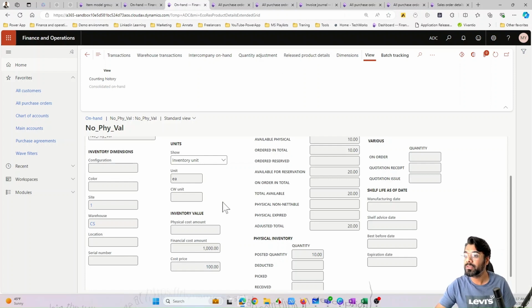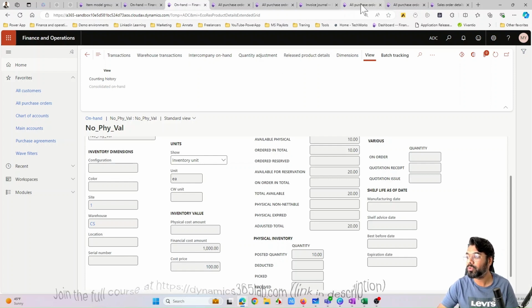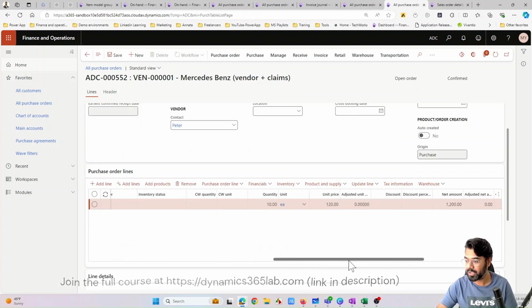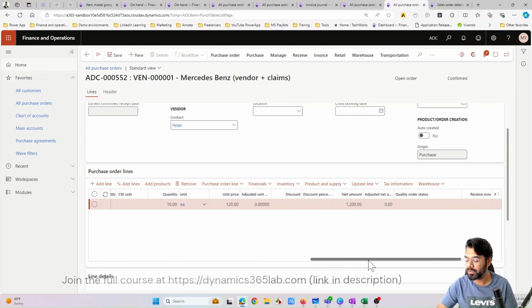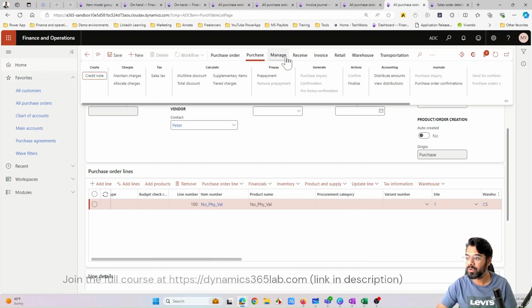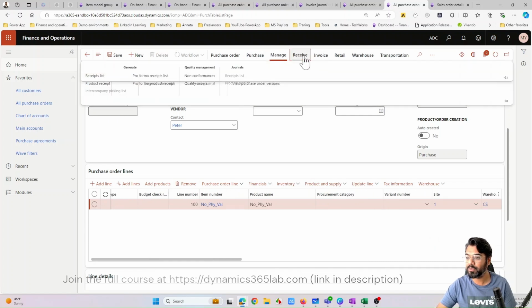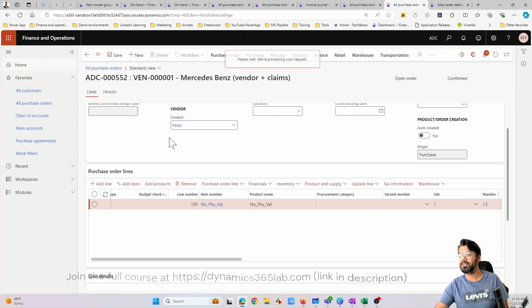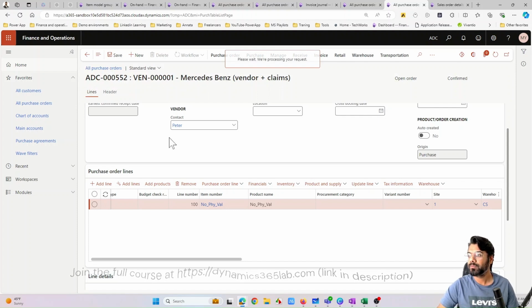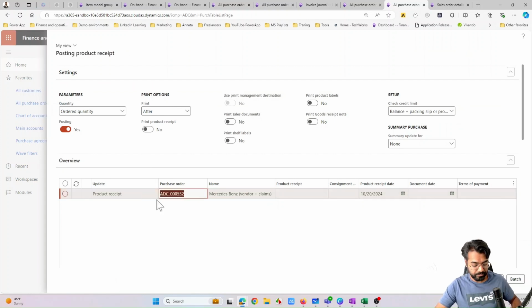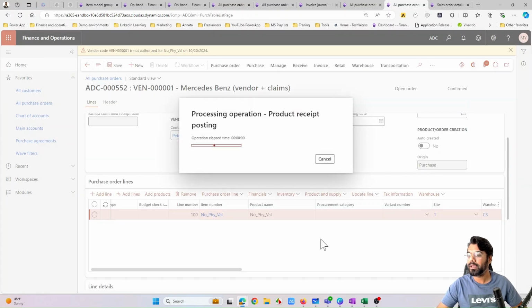Okay, so let's keep the screen here and let's move to the first PO. Let's go to the second PO, which is this one. The second PO is for 120, 10 quantity, right? So let's go and receive the PO. Product receipt. In this scenario, we are not going to invoice it, right? So I have received the PO.